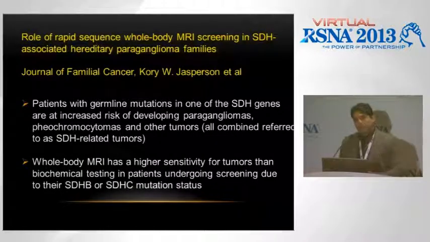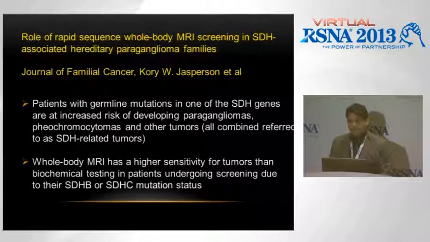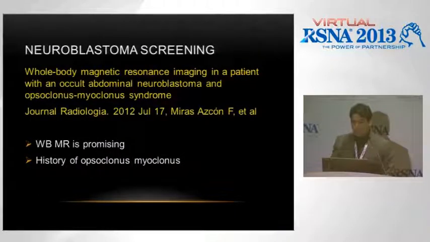So this is the other set of the syndrome that we've just started doing whole body MR screening for, the hereditary paraganglioma families. And these are patients with germline mutations in one of the SDH genes, and they are at an increased risk of developing paragangliomas and pheochromocytomas. And whole body MR seems to have a high sensitivity for these tumors, even better than biochemical testing. And hence, this is something that we'll be seeing more and more being performed as a screening measure, just like we saw with the Li-Fraumeni patients.